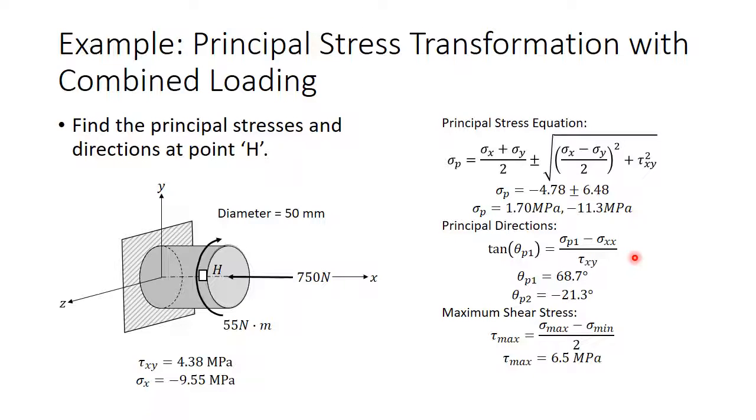And for your principal directions, there are a few different equations, but I find this one's the most useful because you can directly relate a specific principal direction to its corresponding principal stress. So the principal stress of 1.7 megapascals occurs at 68.7 degrees from your original x-axis. And your maximum shear stress can be calculated from the maximum and minimum principal stresses. So the difference divided by 2.